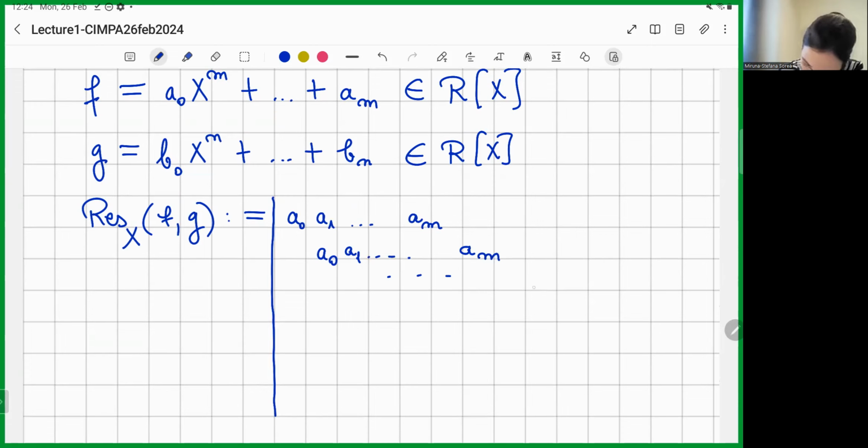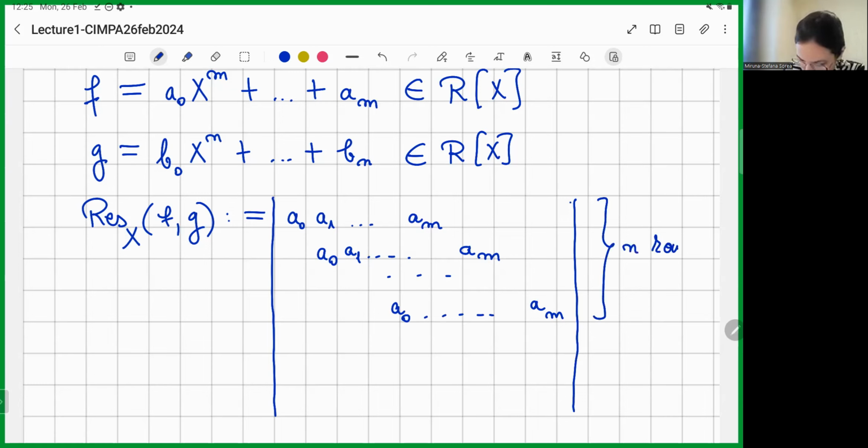The rest of the entries are 0, and here am, and somewhere around here we have a0. These are the first n rows, and the rest of the entries, as I said, are 0. Everywhere is 0. And what we do is with the next m rows, so this will be this matrix that has m plus n rows.